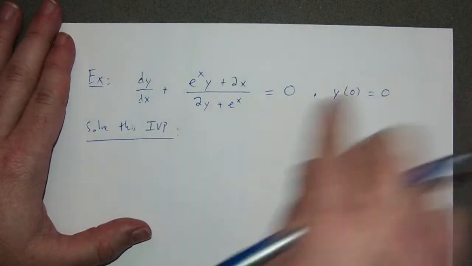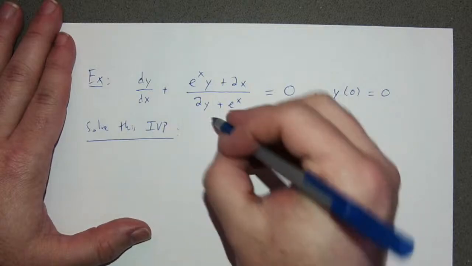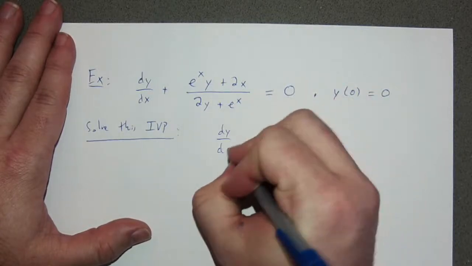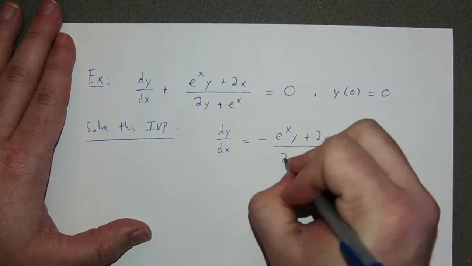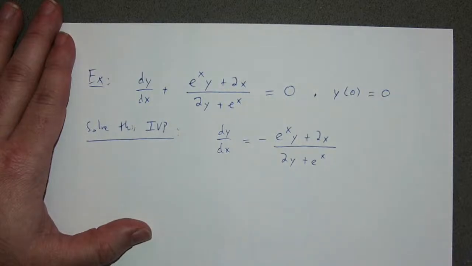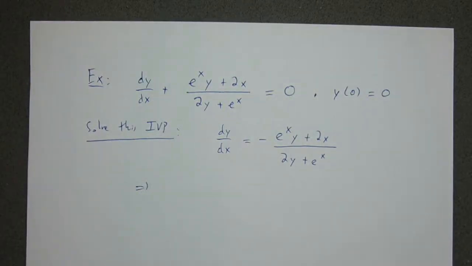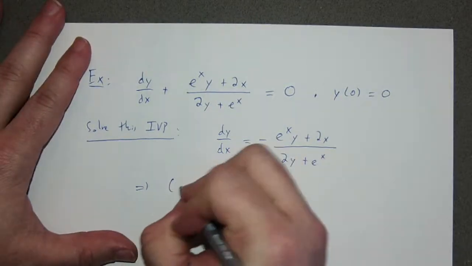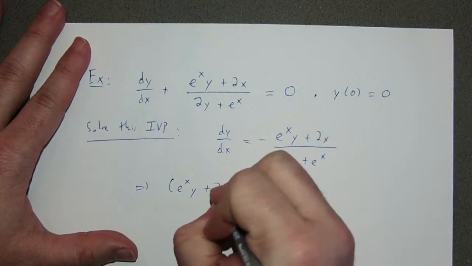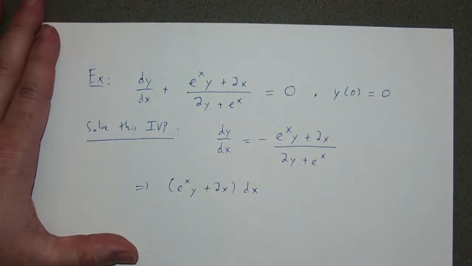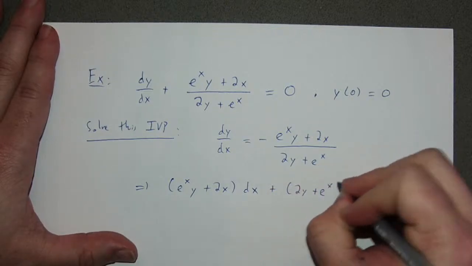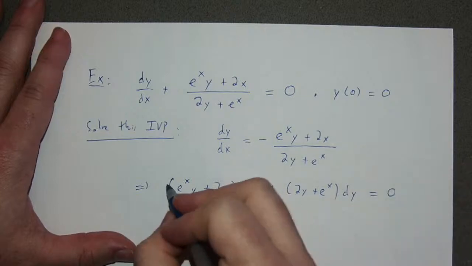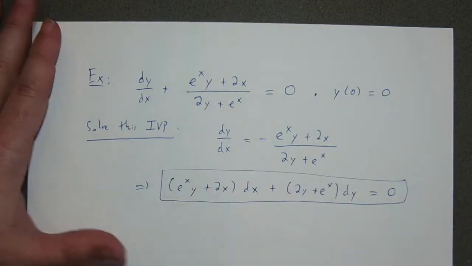So to see that, I need to rewrite it. First of all, I can move this expression to the other side. So dy dx is equal to minus e to the x y plus 2x over 2y plus e to the x. Clearing denominators if you like, and moving everything to the other side if need be, this gives me e to the x y plus 2x dx, right, plus 2y plus e to the x dy is equal to 0. So there's my differential form.